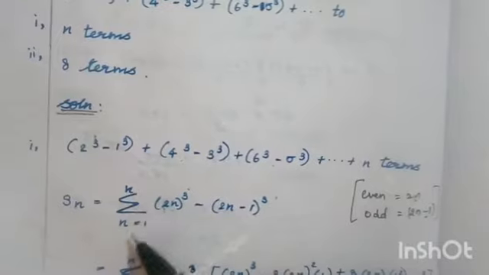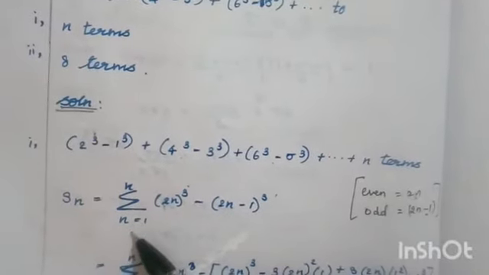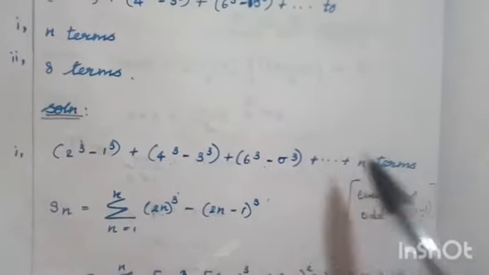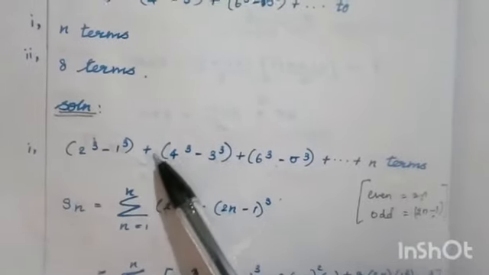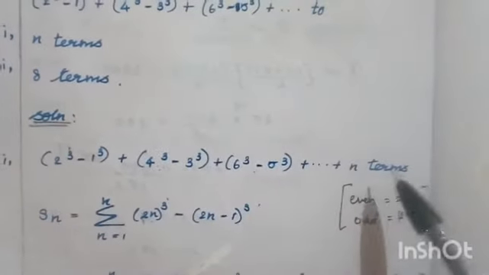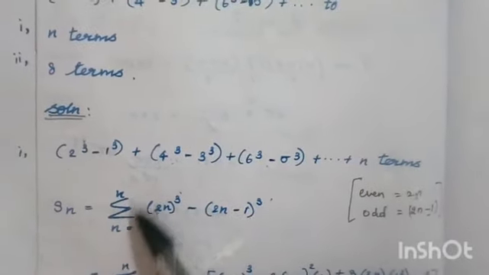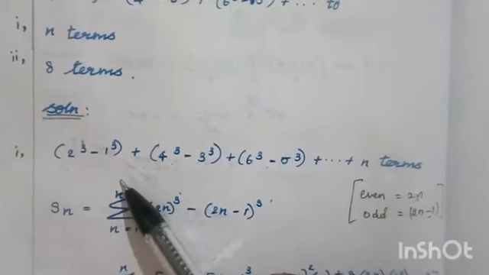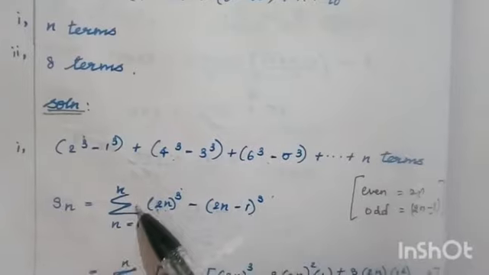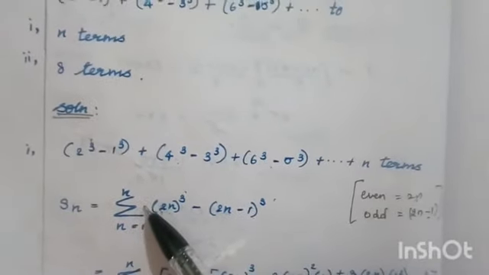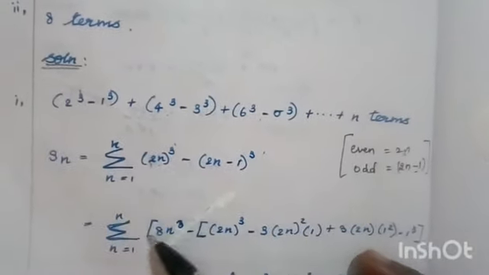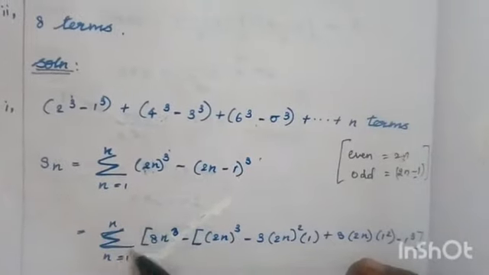Sigma is a summation from 1 to n. For the full term, instead of using plus for each term, we have to use summation. Sum of n terms, n equal to 1 to n. So what is this name? Summation or sigma, n equal to 1 to n.